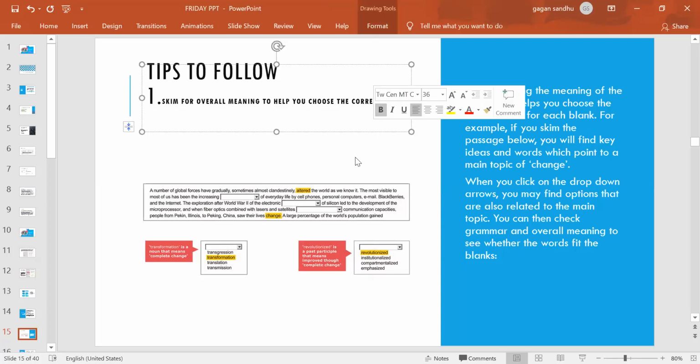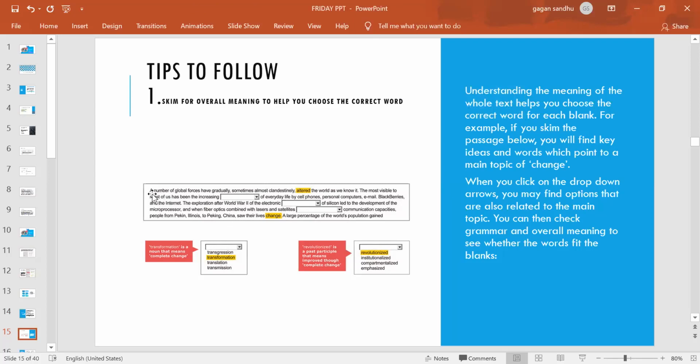Now, when we get this question, we first have to skim the text. Skimming is running your eyes throughout the text to get the overall idea of what it is about. So maybe I'm just running my eyes and, okay, this is about technological gadgets. This passage is about that, right?